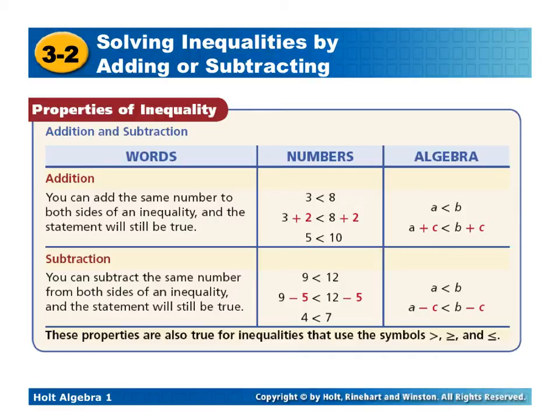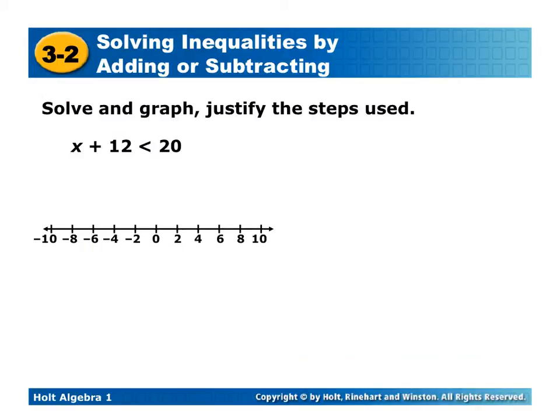Same thing, if I have a is less than b, if I add the same amount to both sides, that remains true. And then 9 is less than 12, same thing. And the key to remember is that this also works for any inequality symbols, not just the less than. So we want to solve and graph our solution, and we're just going to justify the steps that are used.